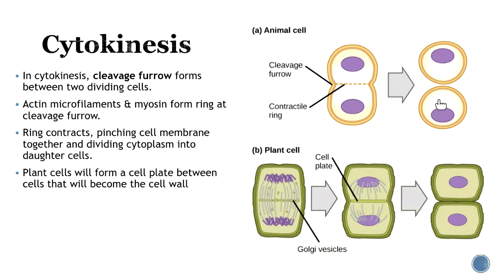Now with plant cells, it's a little bit different. Remember, they have the cell wall. So what's going to happen is we're going to put up a cell plate, which is made up of Golgi vesicles. It's going to show up, and then that's going to form, and eventually that will be converted into the cell wall.